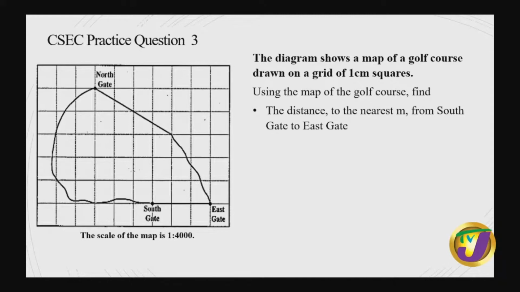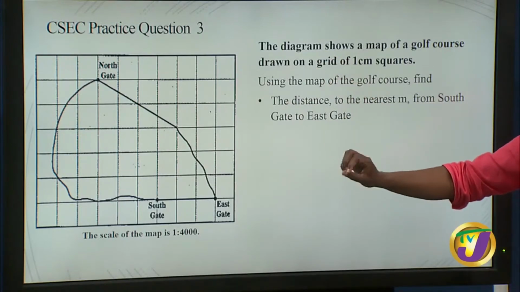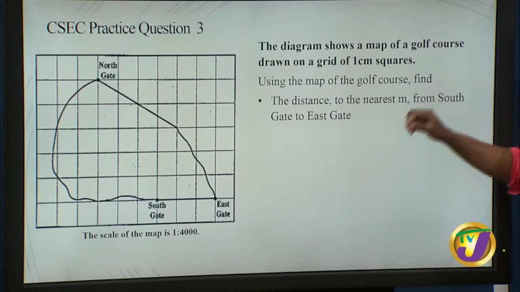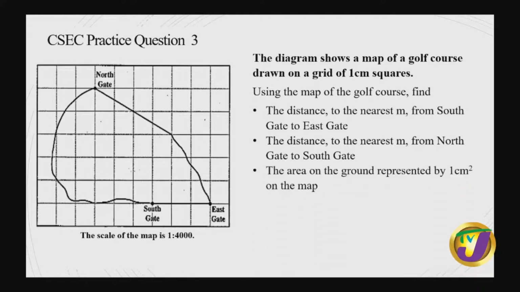We look on the map, and we can identify the information that is there. We have north gate, east gate, south gate. We have the scale at the bottom, and we know that the grid is 1 centimeter squares. Continuing with the question, we are to find the distance to the nearest meter from north gate to south gate, the area of the ground represented by 1 square centimeter on the map, and the actual area of the golf course, giving the answer in square meters.